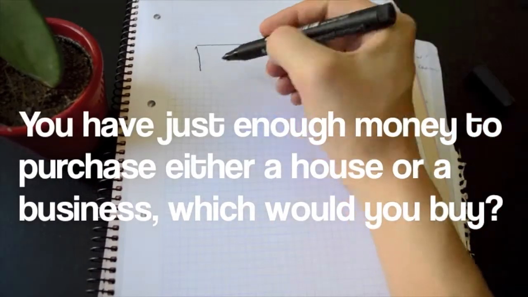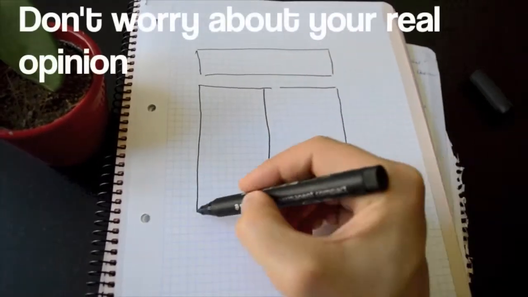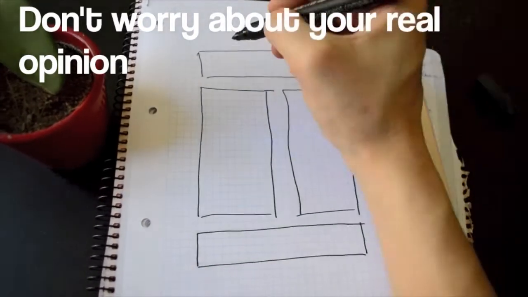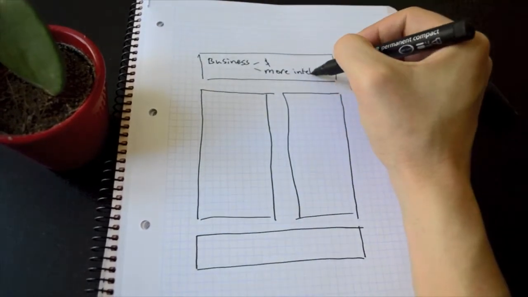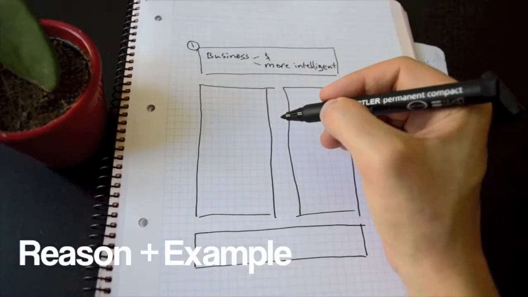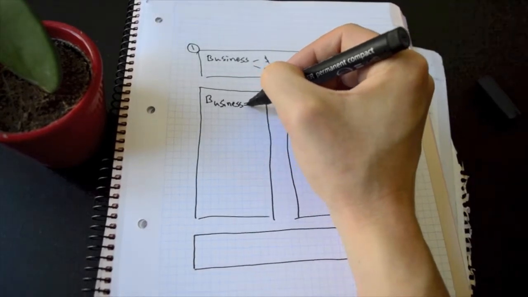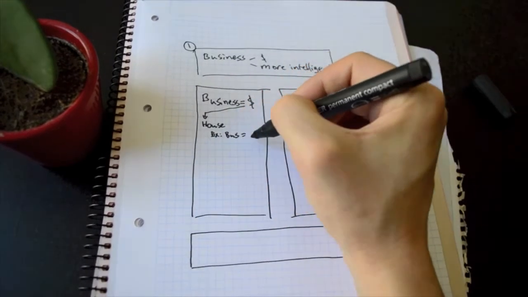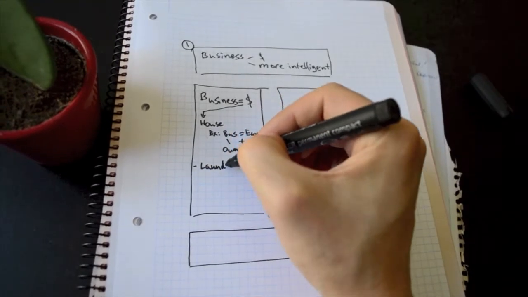Okay, when I'm thinking about how to answer this question, I'm always thinking about what's the best position to take, not what is my real opinion. Here, I think that it's a much easier position to argue that starting a business is better than buying a house. Okay, in my first reason, I'm going to say that businesses are better because they allow you to earn more money, which then lets you buy a house. And I'll use an example of a friend of mine that started a laundry business and then with that money was able to buy a house.